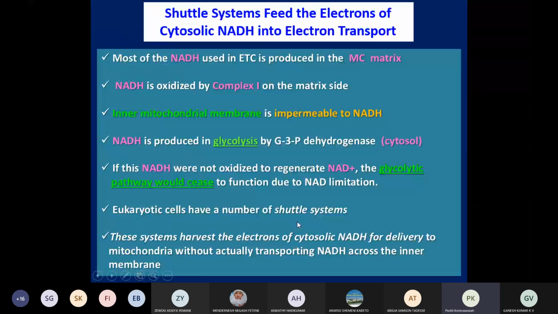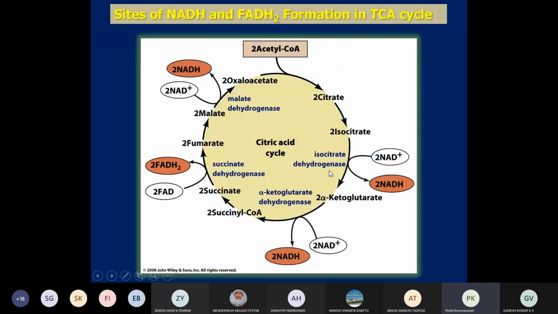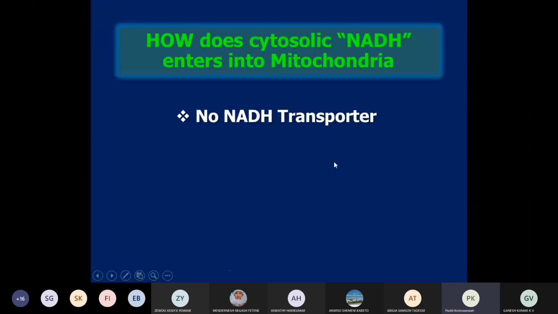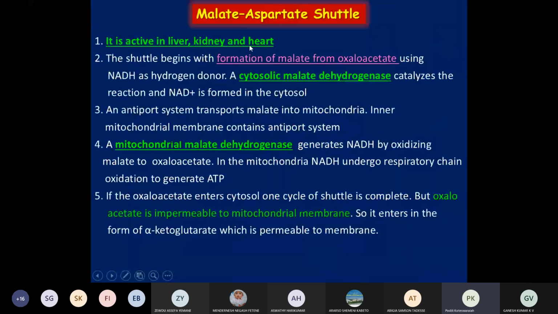So these shuttle mechanisms: we know that the NADH that is formed in glycolysis cannot enter into the mitochondria, because the mitochondrial inner membrane is impermeable to NADH, as no NADH transporters are present. In order to facilitate the NADH present in the cytosol to participate in the electron transport chain, the cell uses various shuttle mechanisms. One is the glycerol phosphate shuttle. The second one is the malate aspartate shuttle.